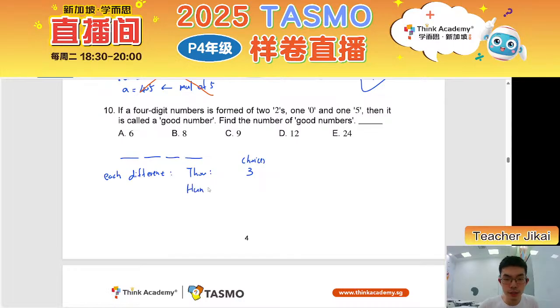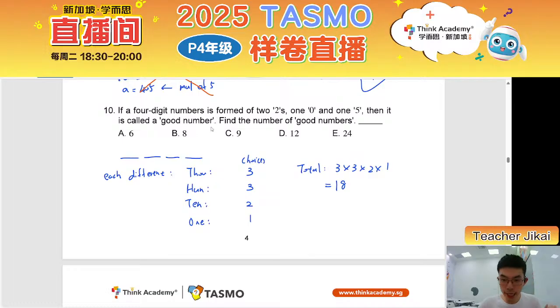For the hundreds, altogether we have 4 numbers. For the thousands, we have already used up 1, and 0 this time can be here. So how many choices are there? Yes, 3 choices also. For the tens, how many choices? 2 choices. For the ones, 1 choice. So the total is 3 times 3 times 2 times 1. So is the answer 18? If you get 18, you can see none of the choices is correct. So there must be something wrong. Where is it?